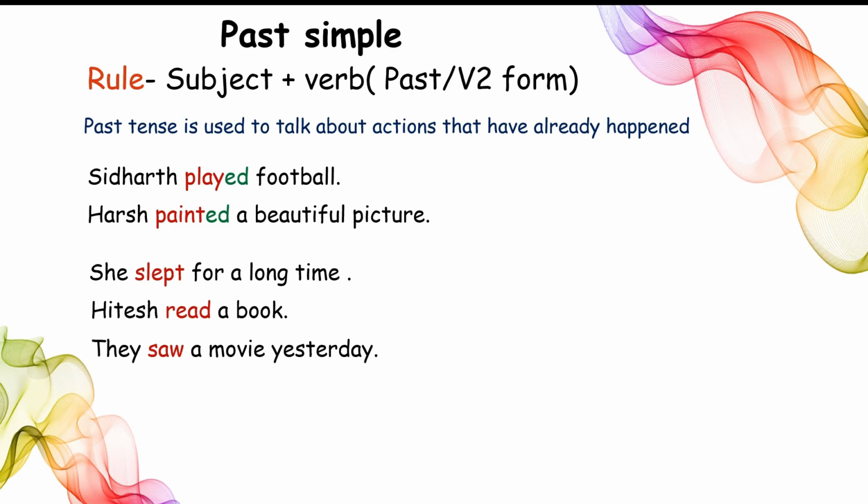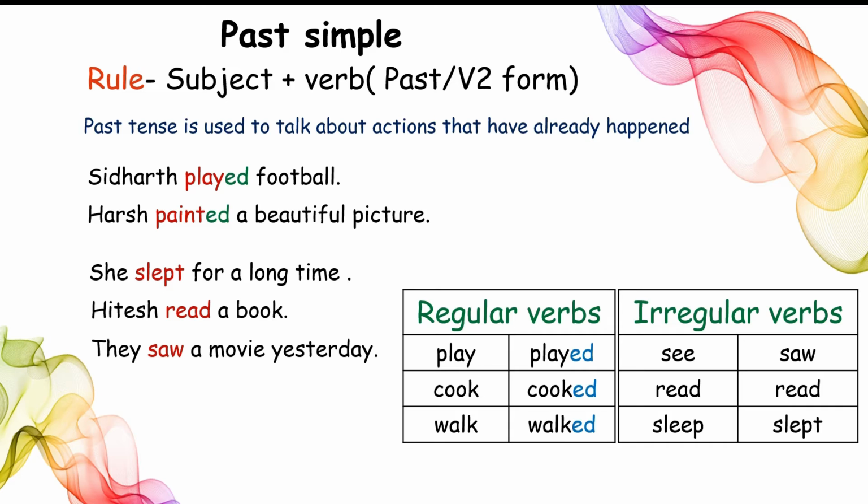Notice that the verb in the first 2 sentences adds ed to it. It's because when the verb is changed into past tense, it usually adds an ed to it. These kind of verbs are called regular verbs. When a verb does not add an ed to it in its past form, then it is called an irregular verb. The words slept, read and saw are irregular verbs. Have a look at the words given in these 2 tables to understand better. Hope you have understood clearly about past simple tense.